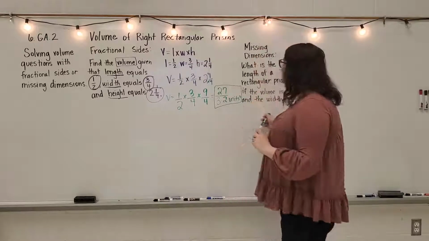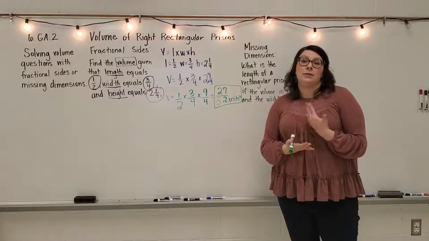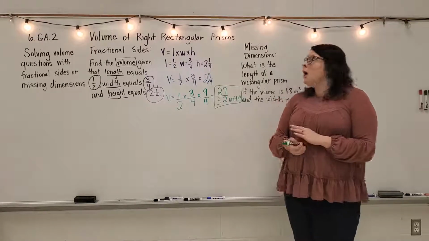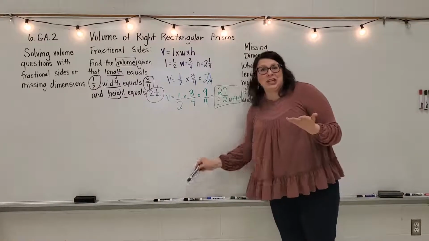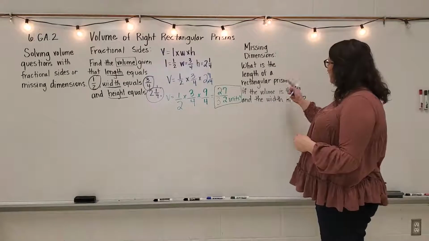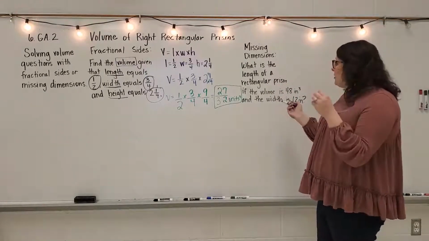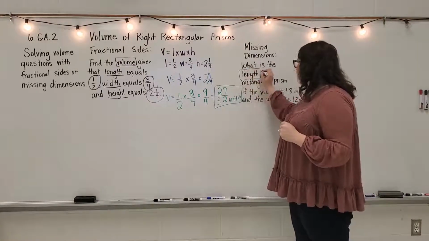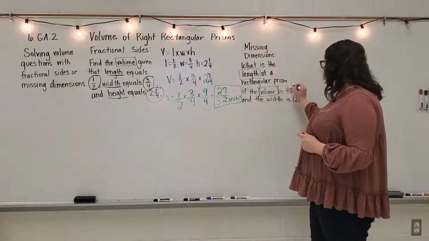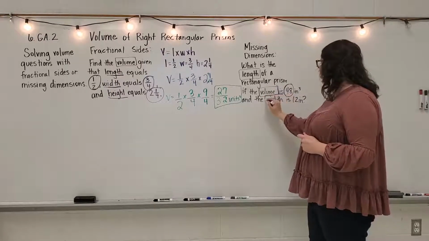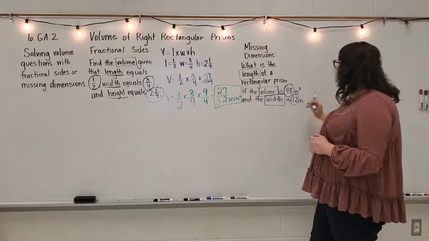Now, let's turn to another special question that you may have in volume, and that is if there's a missing dimension, okay? So in a missing dimension, you are really solving an equation, okay? So right over here, it says, what is the length? So I'm going to start looking for those keywords. What is the length, okay, of a rectangular prism if the volume is 48 inches cubed and the width is 12 inches, okay?